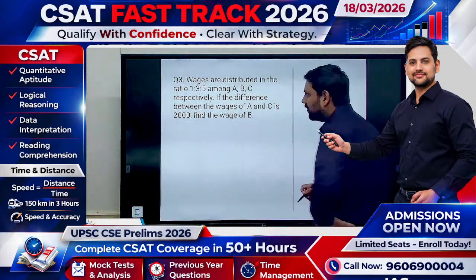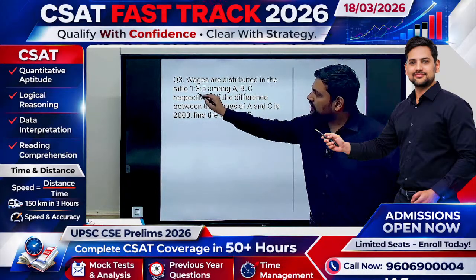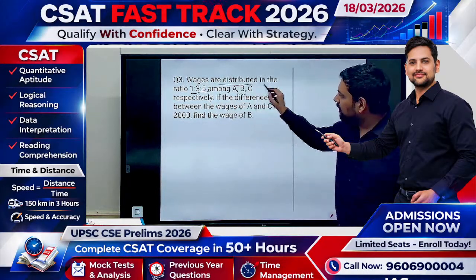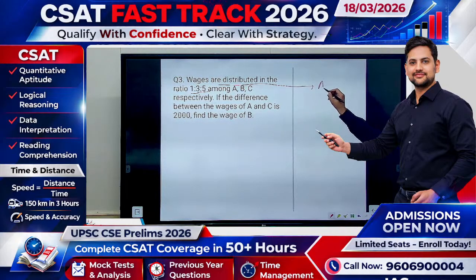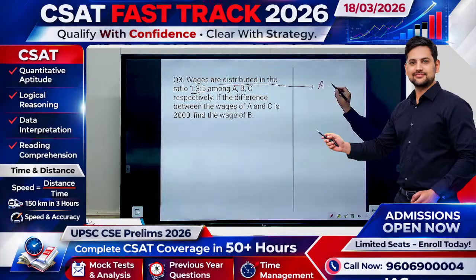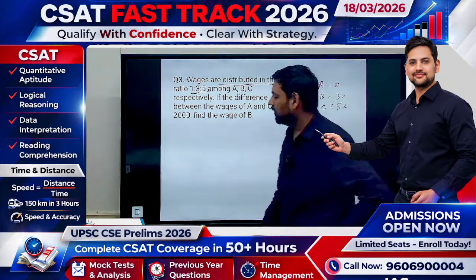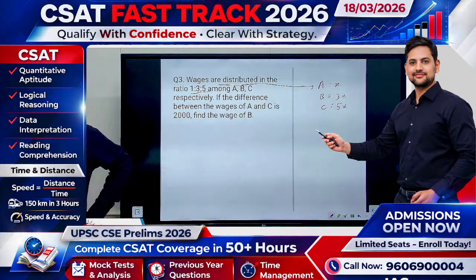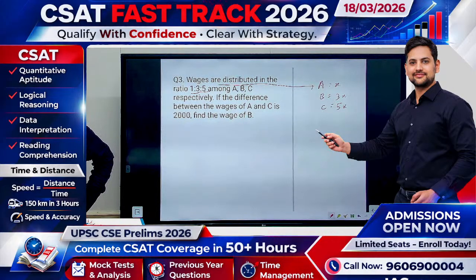One general way that we do it: wages are distributed in the ratio 1 ratio 3 ratio 5. So what you write, you just add x to them. Basically, A is equals to, let's say, x. If A is x, then B has to be 3x and C has to be 5x. Now you have all the three values, then solve it according to what is given in the question. Form the linear equation, and we'll get to the answer.